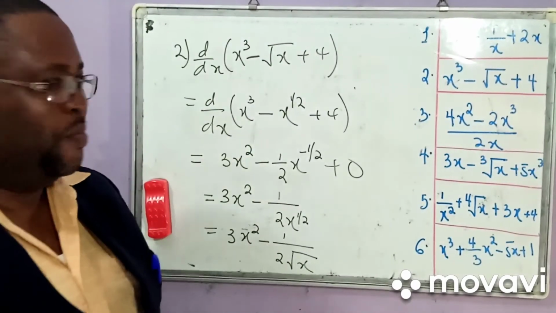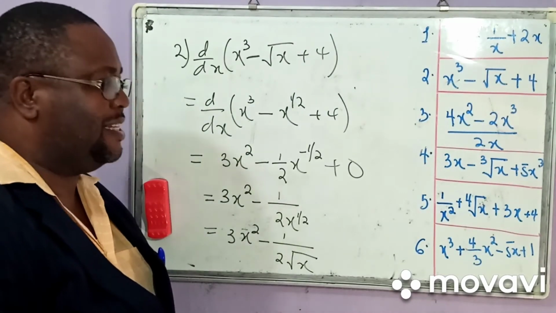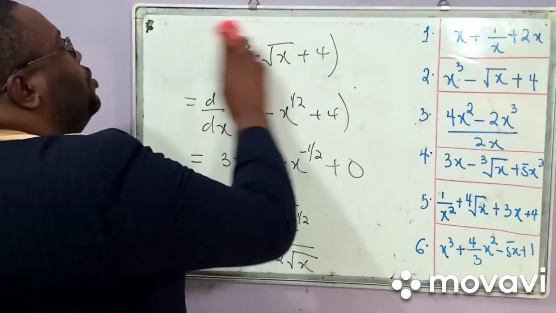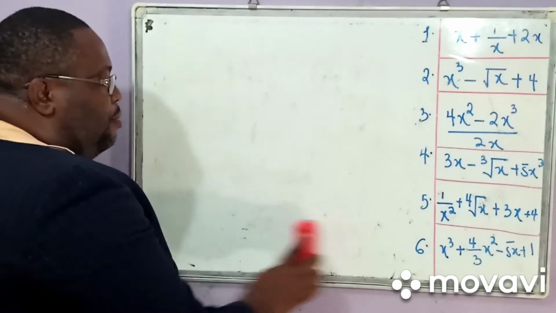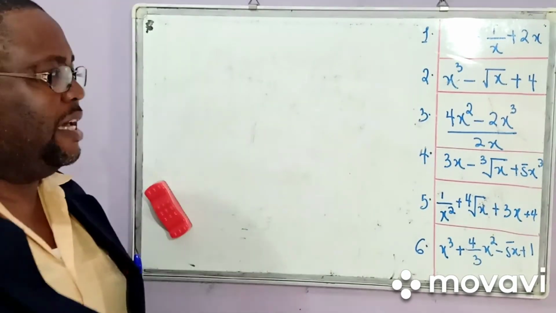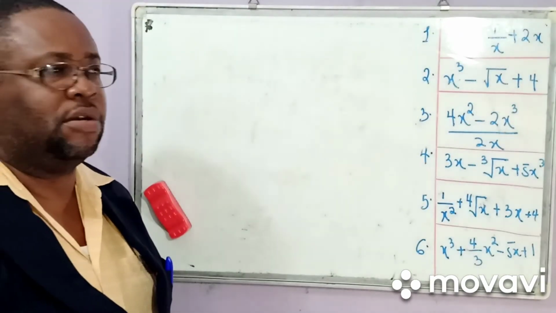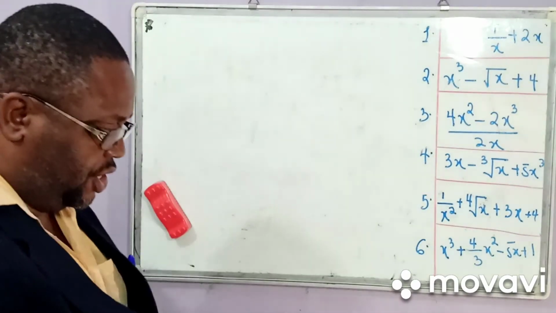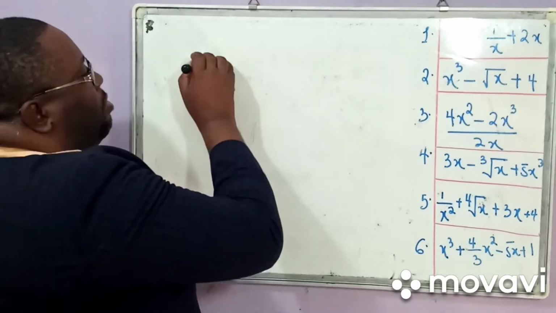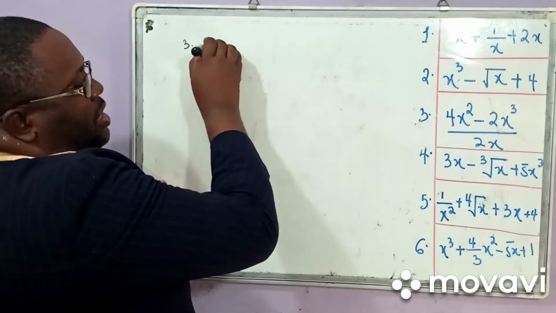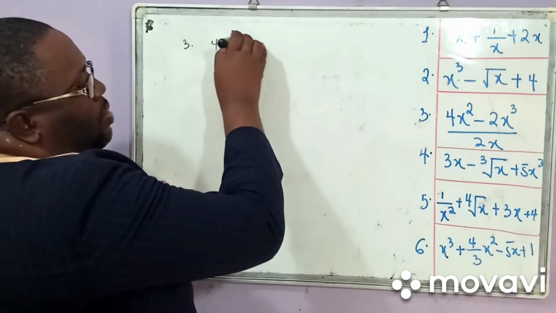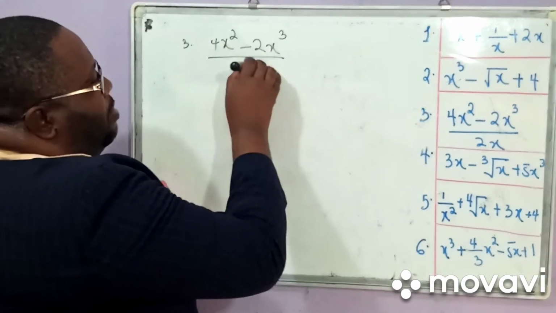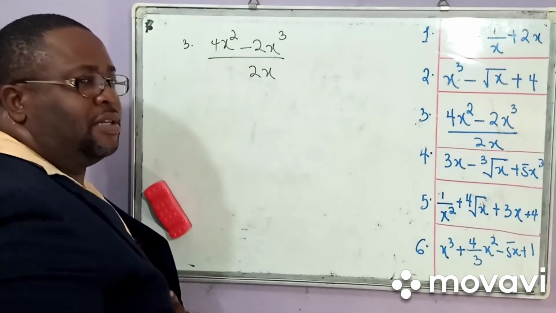Voila. We are moving forward now. We look at question number 3. So we are today analyzing the sum rule and the difference rule. What we are saying essentially is that it doesn't matter how the question comes, respect the signs and do your differentiation. Now let's look at question number 3. Question number 3 says we should differentiate 4x squared minus 2x cubed divided by 2x.